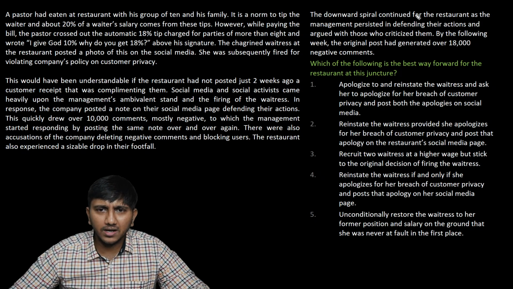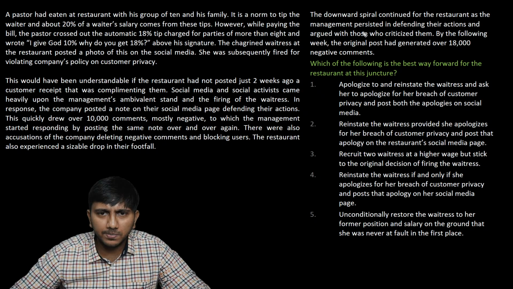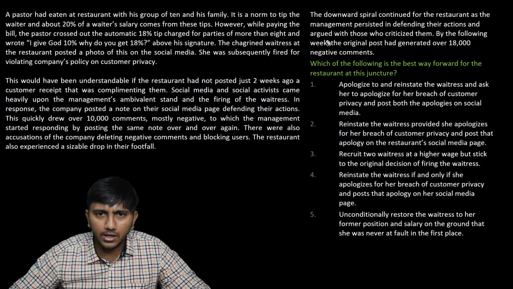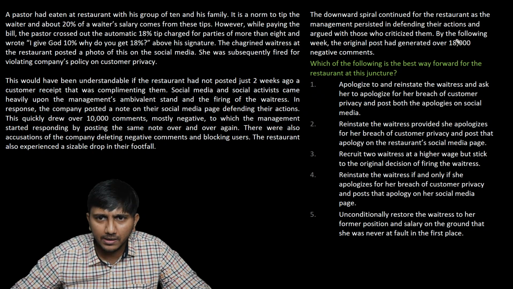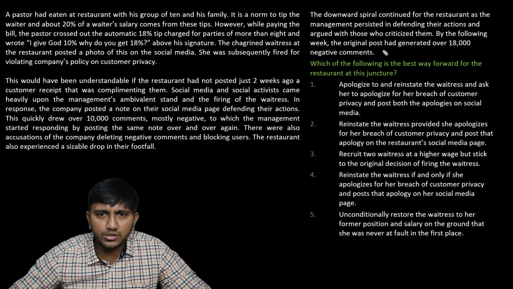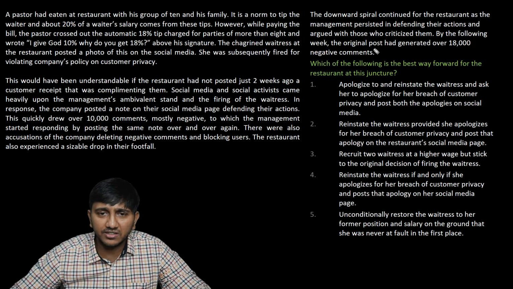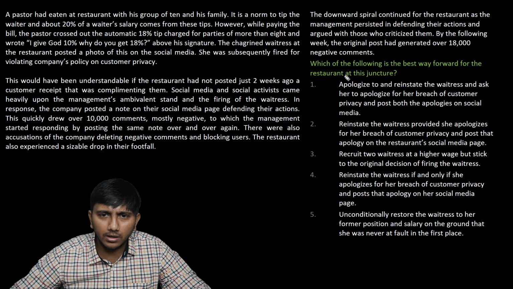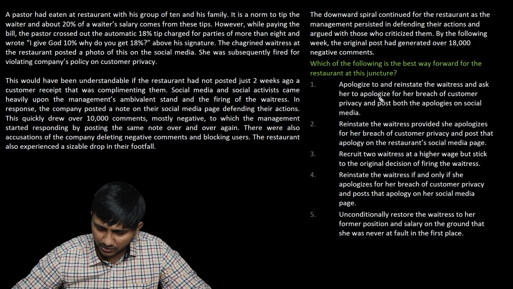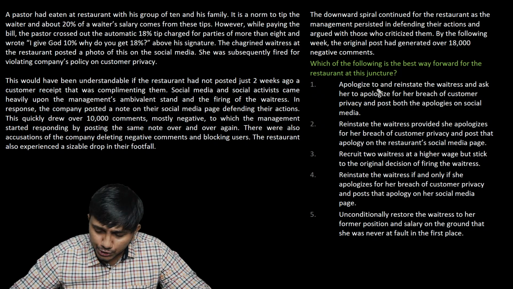The downward spiral continued for the restaurant as the management persisted in defending their actions and argued with those who criticized them. By the following week, the original post had generated over 18,000 negative comments. Which of the following is the best way forward for the restaurant at this juncture? Apologize to and reinstate the waitress and ask her to apologize for her breach of customer privacy and post both the apologies on social media.